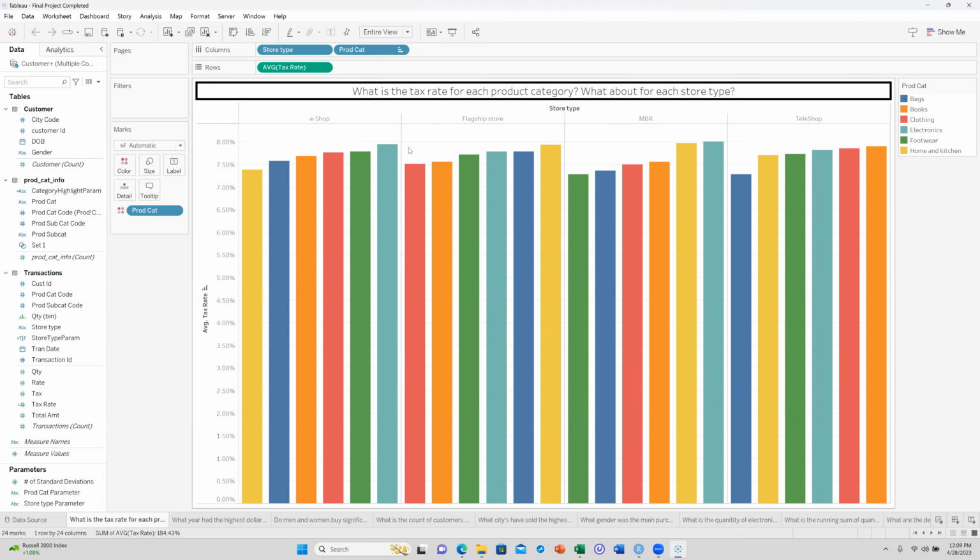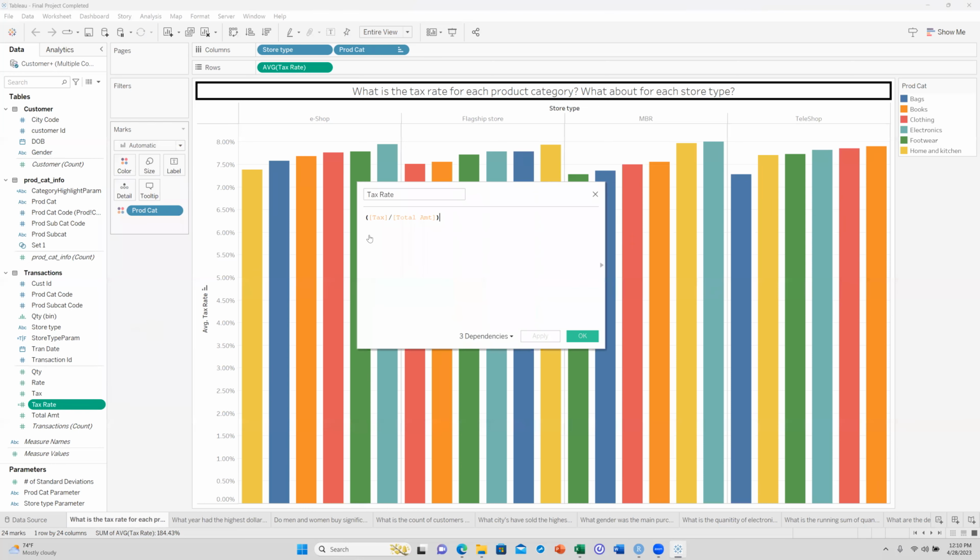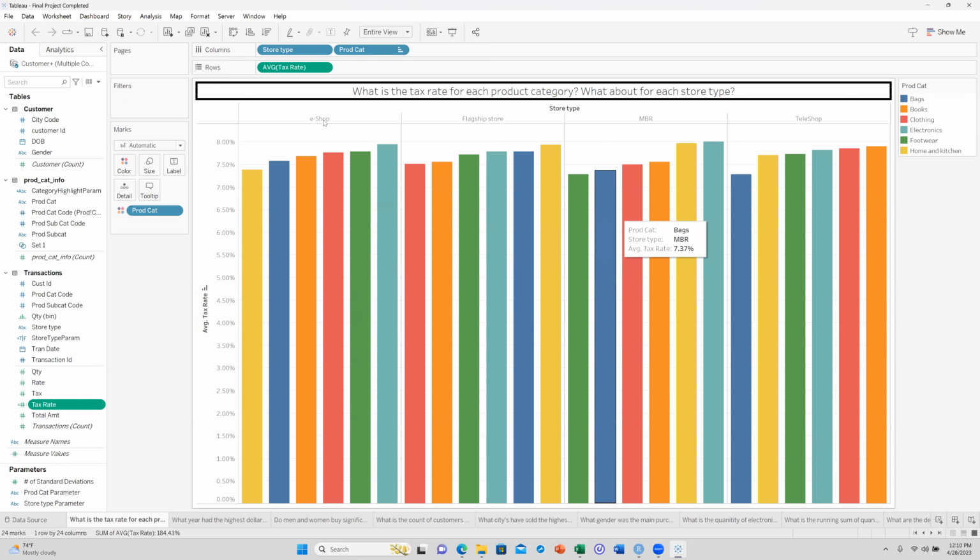So the first one shows what the tax rate is for each product category, and what about for each store. Like I said, we have the eShop store, the flagship store, the MBR, and the Teleshop. I actually created a calculated field for this one as well. I just want to show it to you guys real quick. This was one of my favorites: I had to do tax divided by total amount, and then I was able to get the average tax rate, as you see on the screen right here.